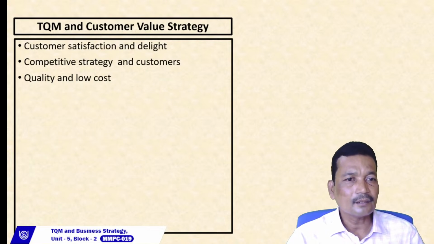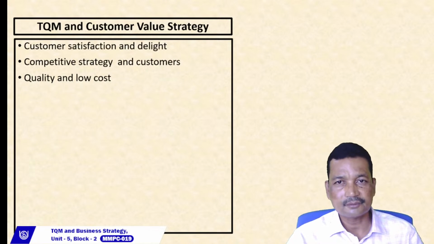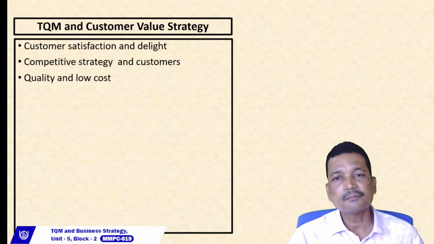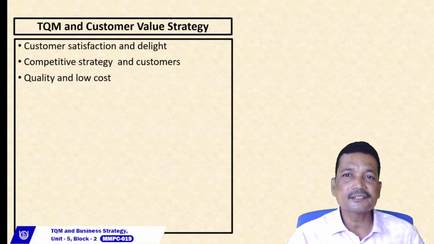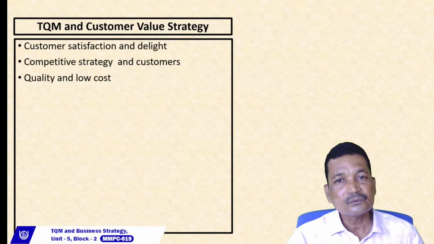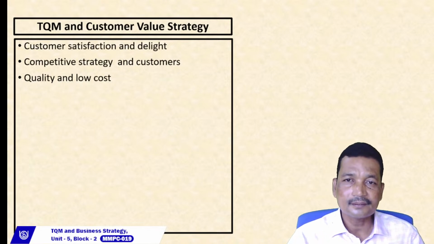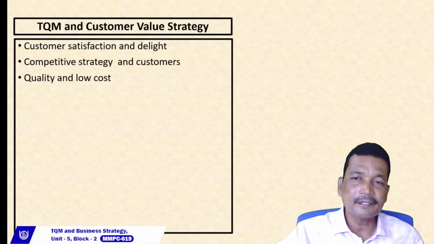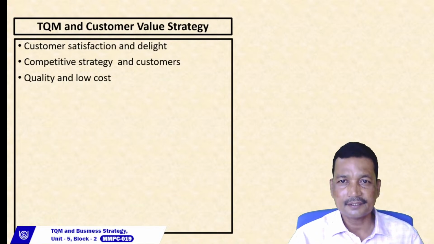Next is the competitive strategy and customers. Now here, organizations have to balance between two things. We have competitors on one hand and customers on the other hand. Now, if an organization is looking towards its competitors, that means we are following them. We are trying to look at what they are doing. How shall we match them? On the other hand, we are keeping aside the customer's requirement.